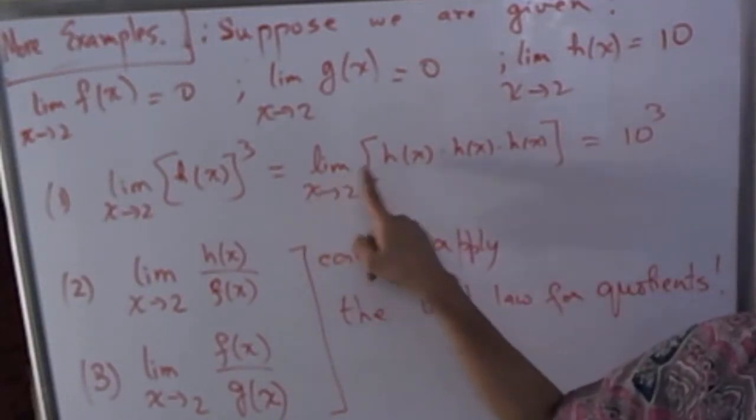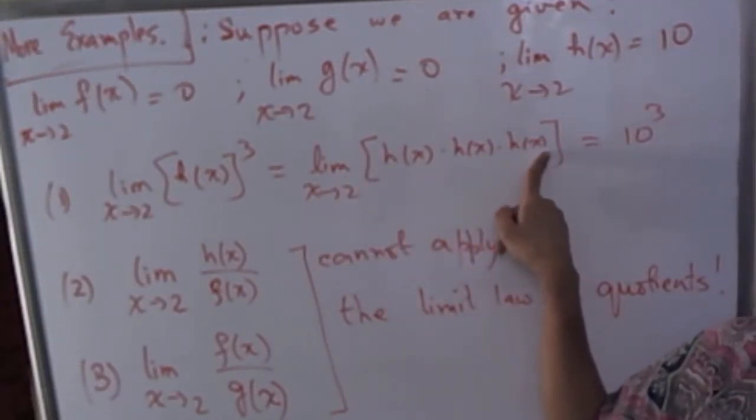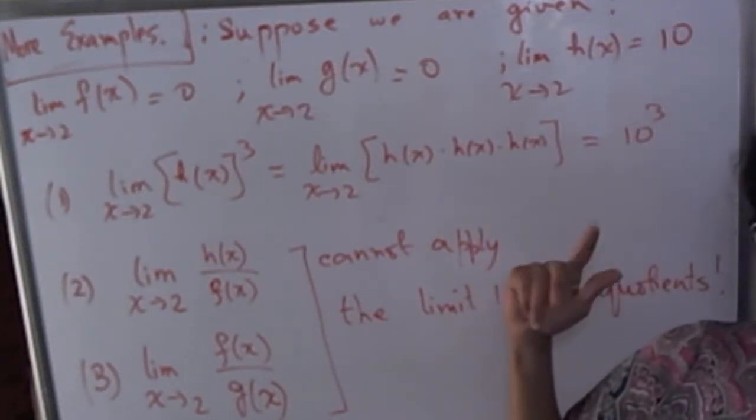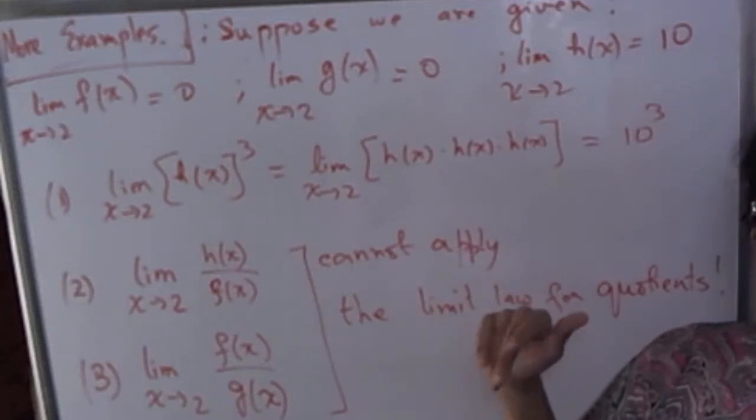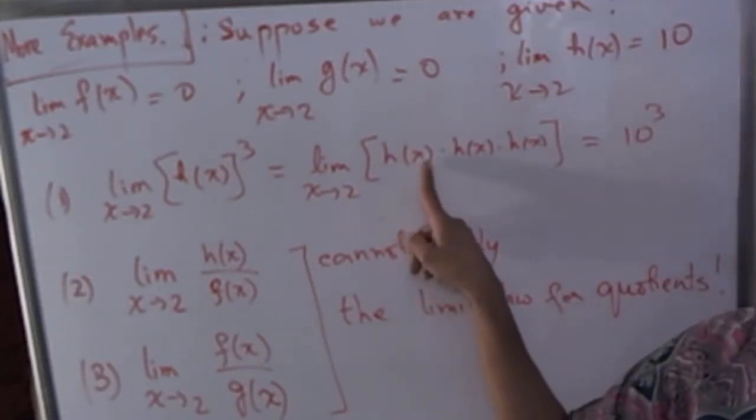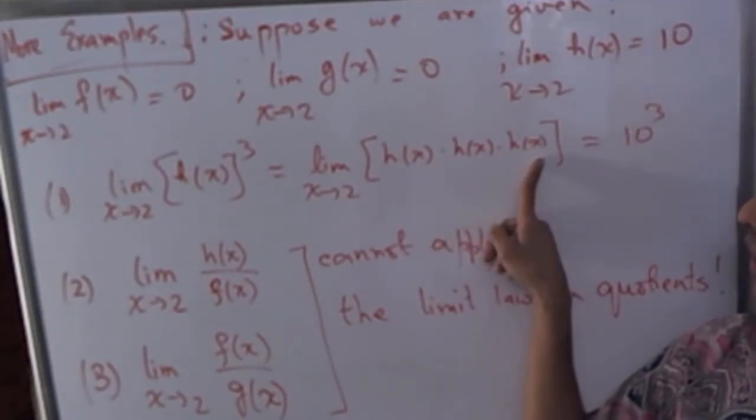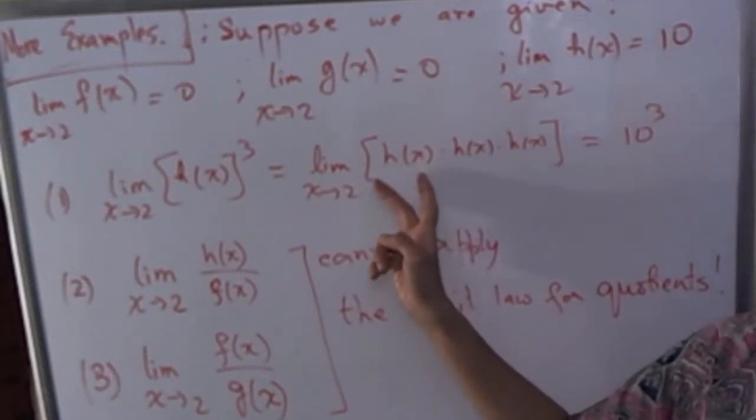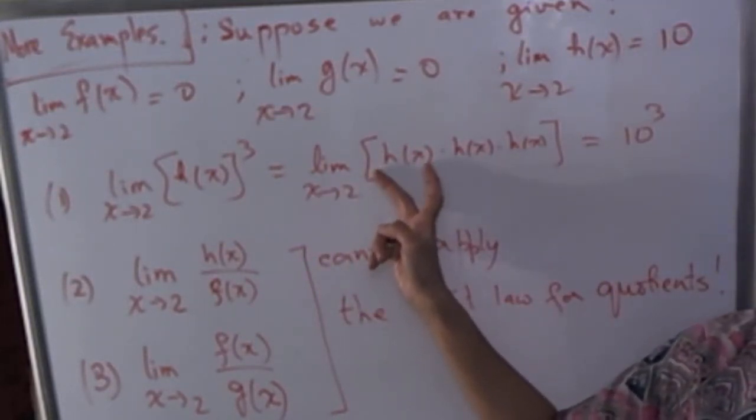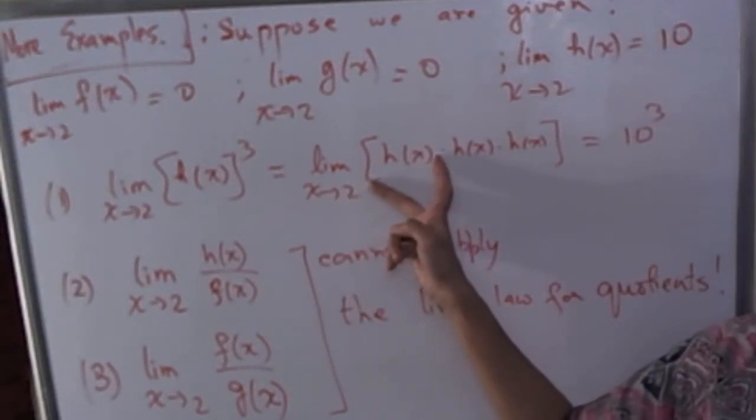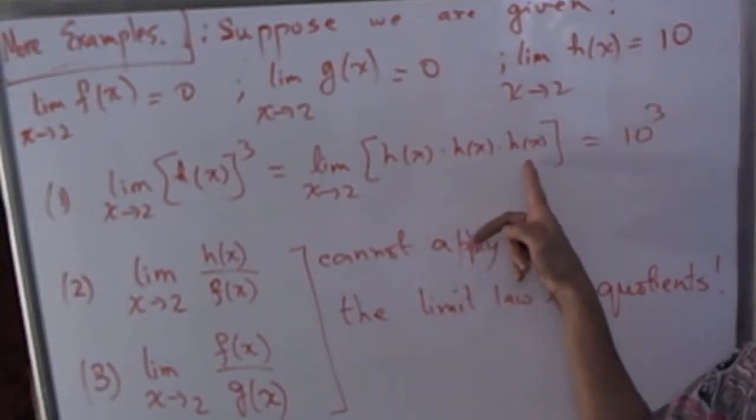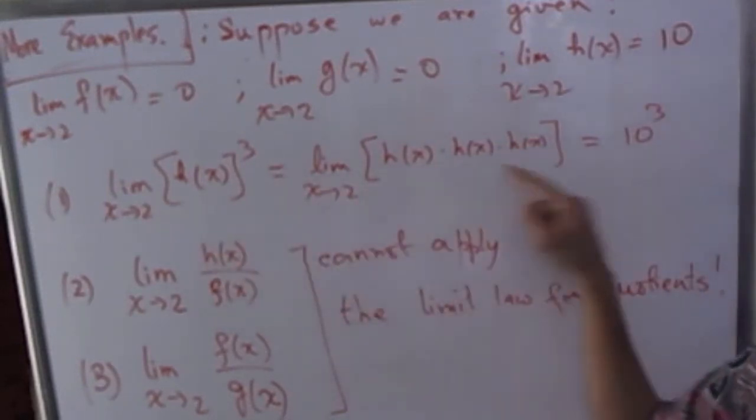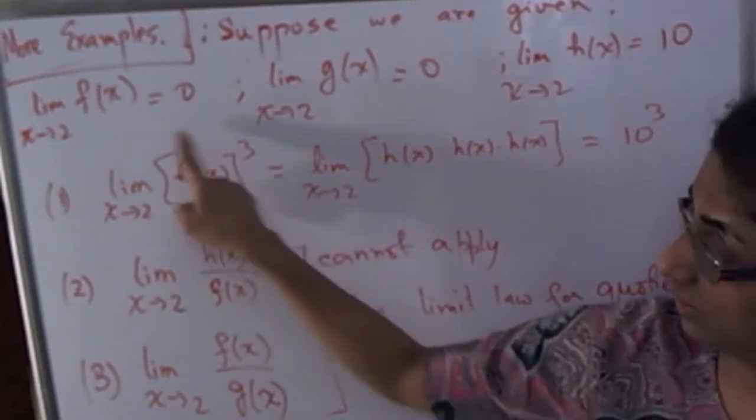And now we have the limit of a product of a bunch of functions. By one of the limit laws, even though I stated the limit law only for a product of two functions, you can generalize it to the product of any number of functions. If you apply that, then this is the same as taking the limit of h of x as x approaches 2 and multiplying that number by itself 3 times. So that's how I get 10 cubed. And so we use the limit laws to calculate this limit.